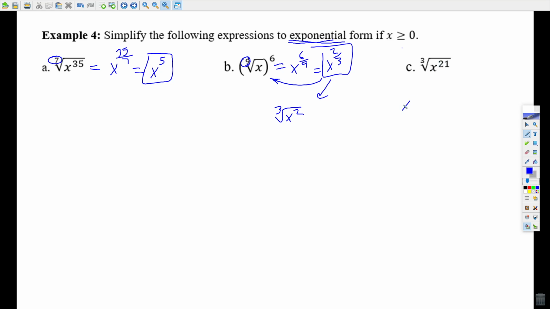And the last one here, we have x to the bottom will be 3, so it looks like it's going to be 21 over 3. So 21 divided by 3 is 7. X to the 7th. Now we no longer have a root here like we did over here. So these two here, the first and the third, do not have any more roots. Well, this one does because you have a fraction still.